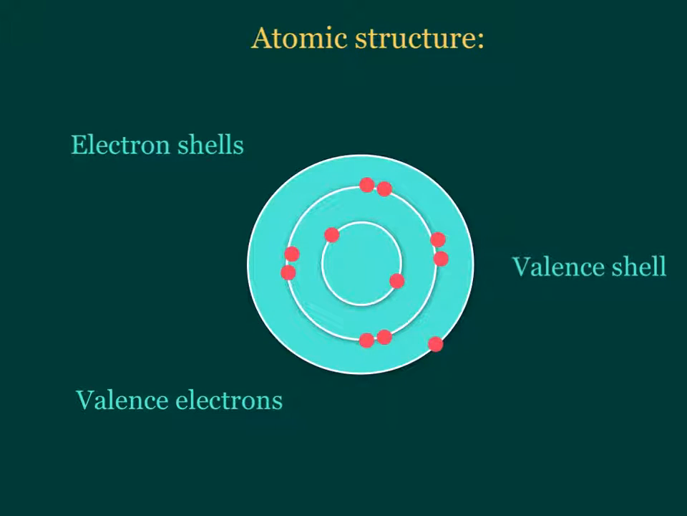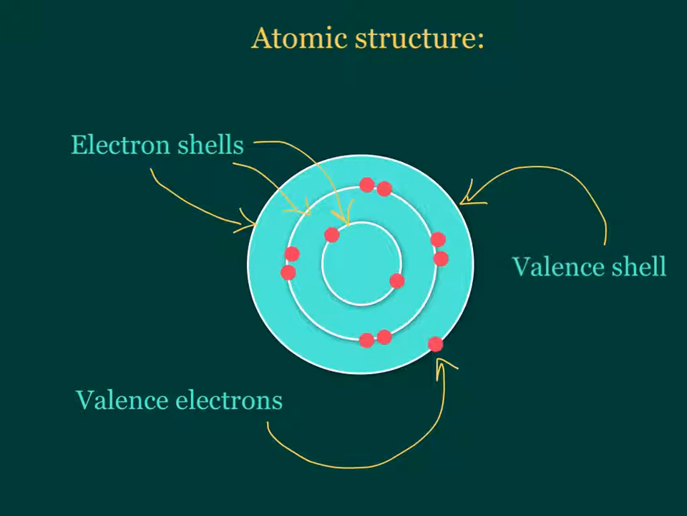The atomic structure of an atom consists of electron shells, which are regions around the nucleus of an atom where electrons can be found. A valence shell is the outermost shell. Valence electrons are the electrons in the outermost shell.